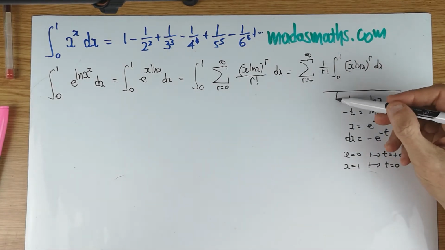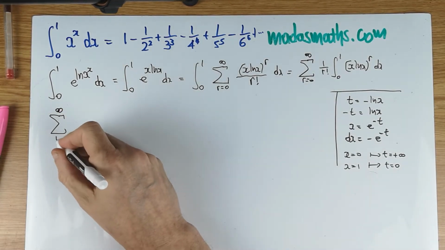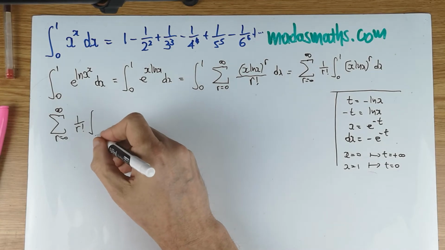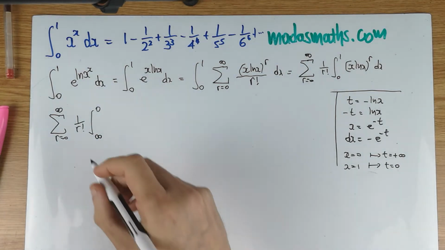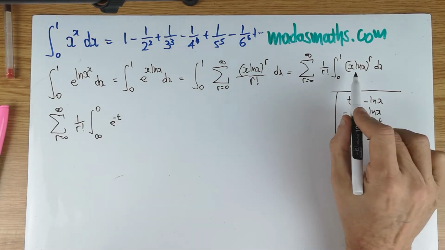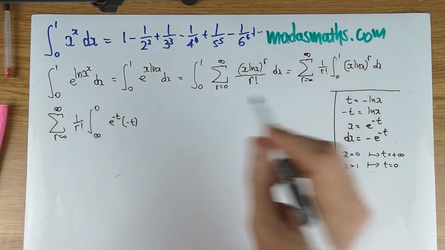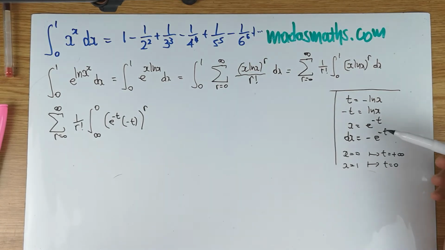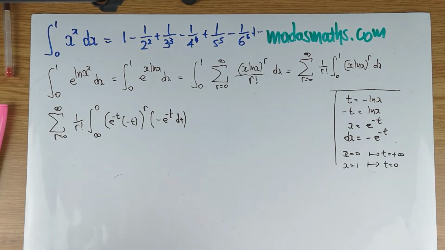So let's see what will happen now to all of this. We've got that bit on the outside. The limits have gone to infinity and 0. And now the x, I'm going to use exponentials: e to the minus t, that's the x there. The log of x is minus t, so put the minus on the other side. All of this will be to the power of r, and my dx is another minus e to the minus t dt.